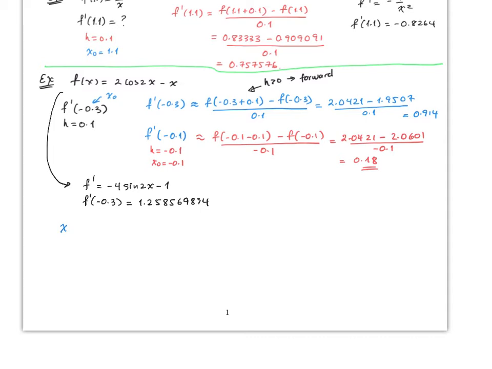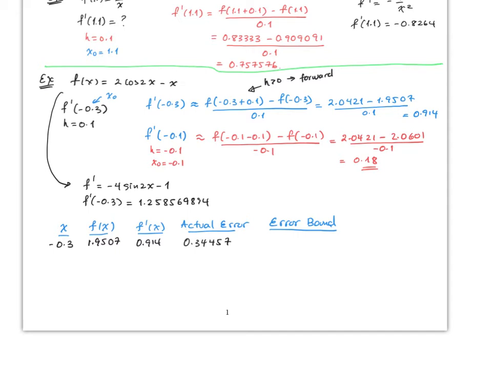So let's say this is x, f of x. Then the derivative. Then the actual error. And then where the error bound is. Right, so this is what we have. If we use minus 0.3, this one was 1.9507. The derivative was 0.914. The actual derivative value was this. So the actual error is the distance between those two, which is 0.34457 if we use 5 decimal places.